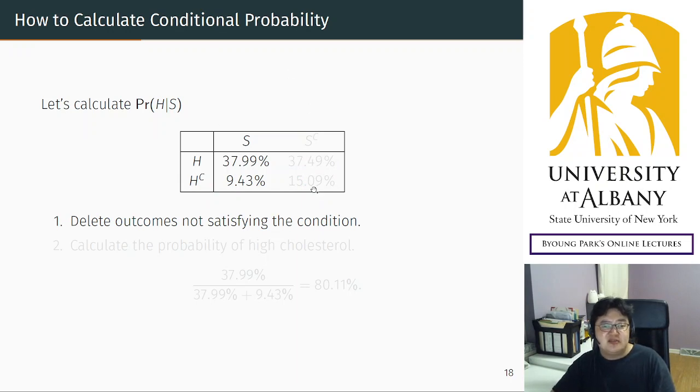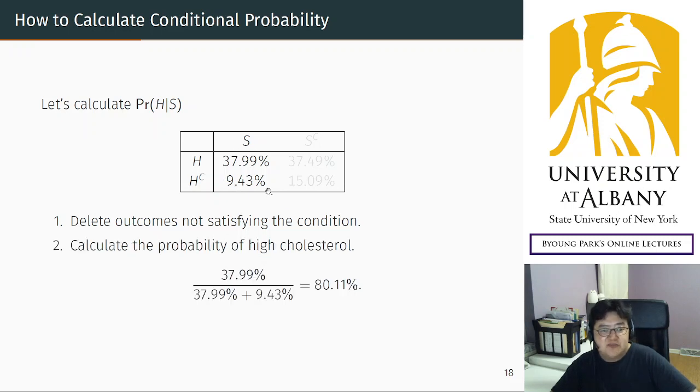First, delete the outcomes that do not satisfy the condition, and then calculate the ratio, the probability of high cholesterol, treating them as if they are frequencies. So just calculate as if they are frequencies, in the same way, and you will get the conditional probability. So calculating by hand is the same whether you have a frequency or a probability distribution table.